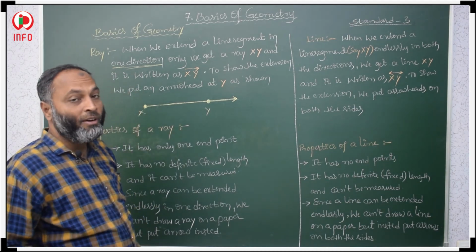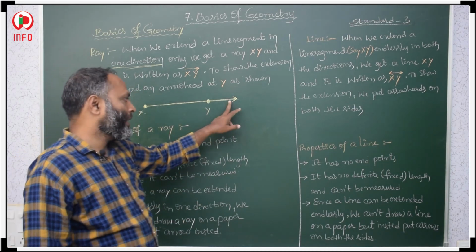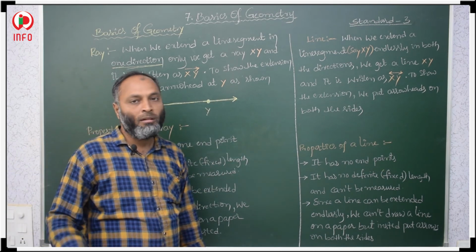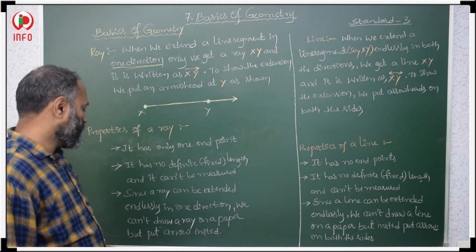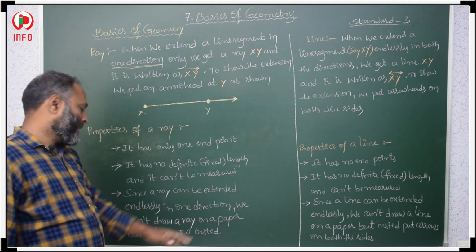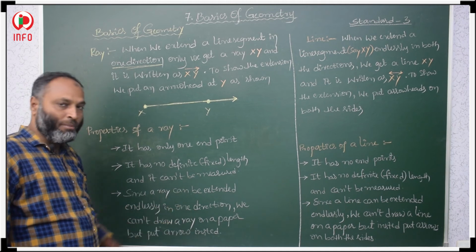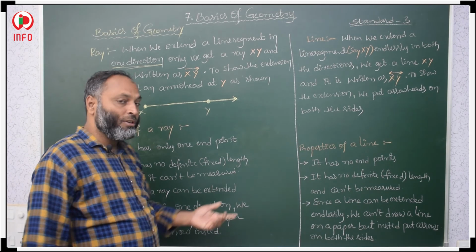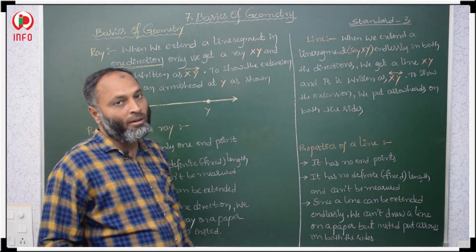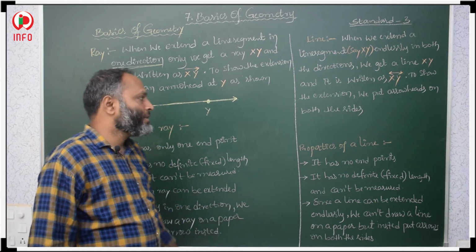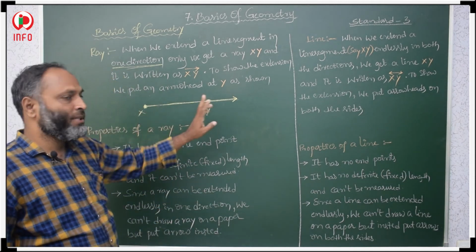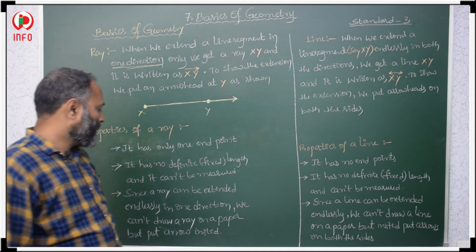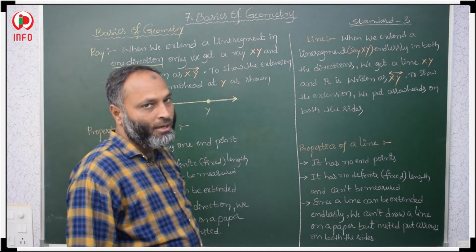But how can we draw it? Keep an arrowhead. So we can show a ray on paper, in our book also. Extending endlessly in one direction, we cannot draw a ray on paper. But by putting an arrow, we can show the ray on our paper. Like this we can represent a ray.